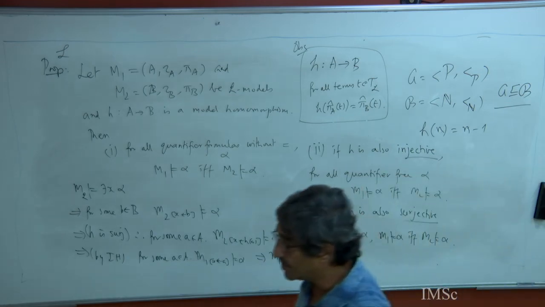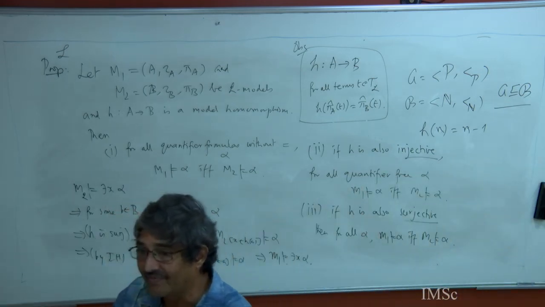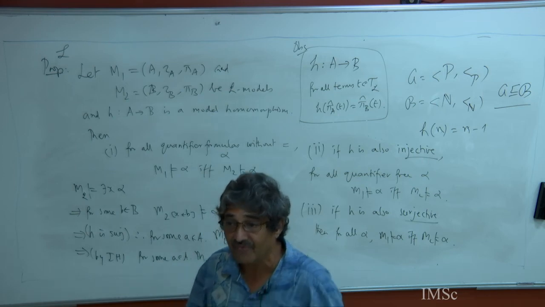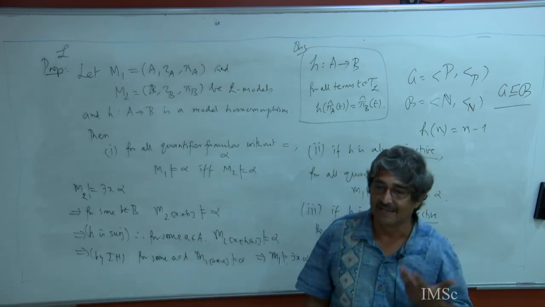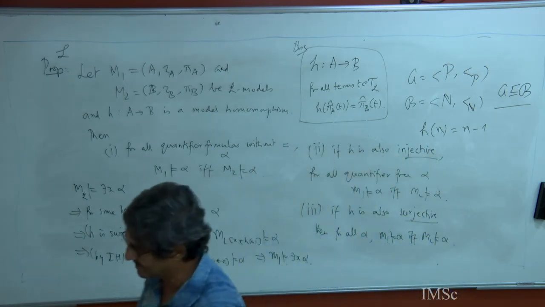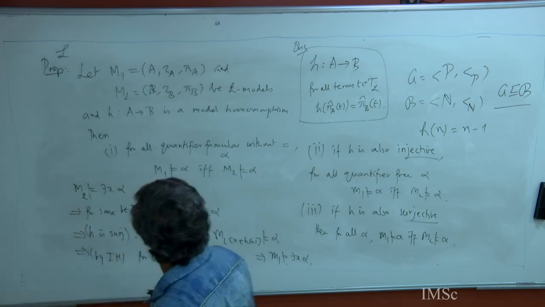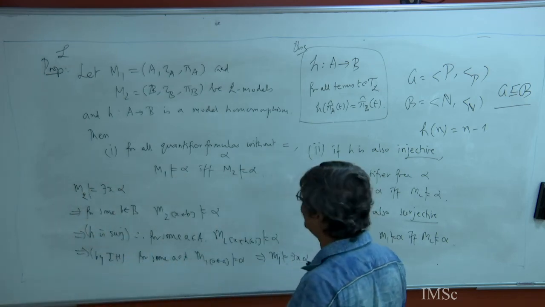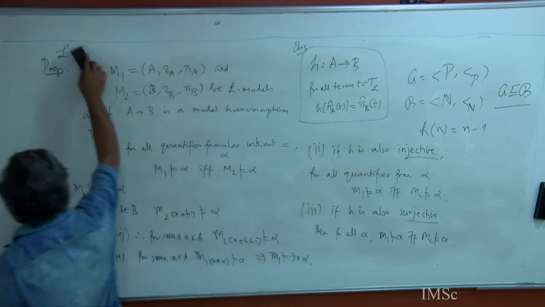Any questions related to this? So this should be absolutely clear: if two structures are isomorphic, then of course they satisfy the same sentences. So we have two notions now, and that's what is interesting in this whole business.